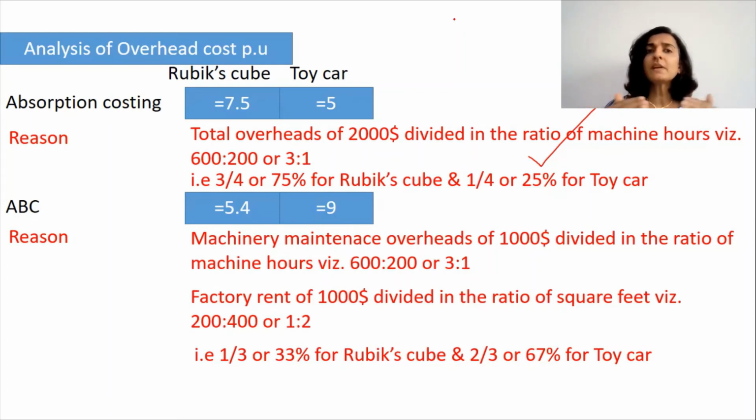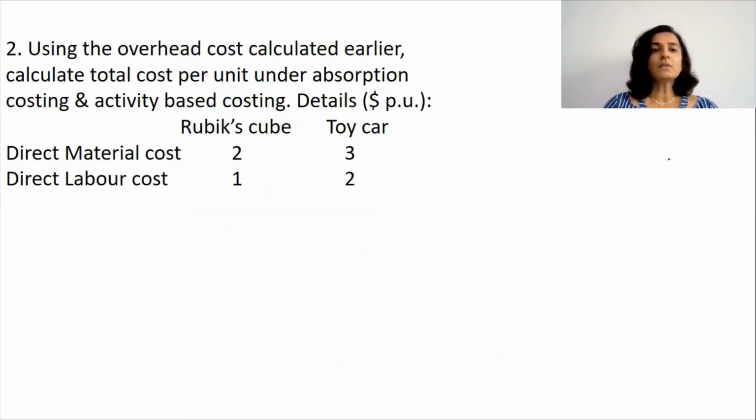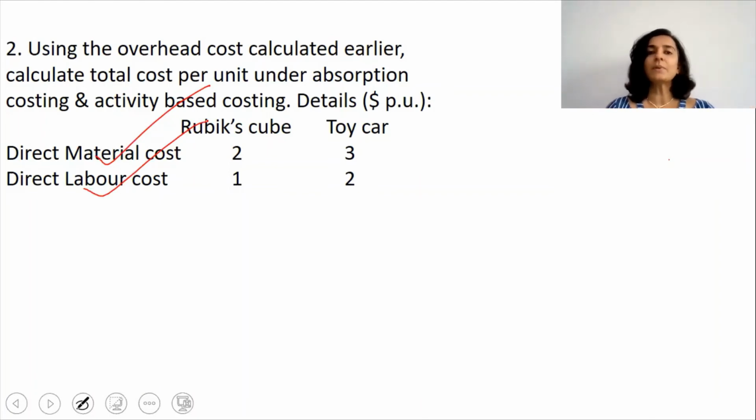Now, what are the two things that we have to add to the overhead cost per unit to arrive at the total cost? Direct material cost and direct labor cost. So let's get to the next question. Using the overhead cost calculated earlier, calculate total cost per unit under absorption costing and activity-based costing. They have given the details of the direct material cost per unit and also the direct labor cost per unit. So here the calculation is very simple. Take the overhead cost that has been calculated under absorption costing and activity-based costing, and you just add the direct material cost and the direct labor cost to it. You get the total cost per unit.